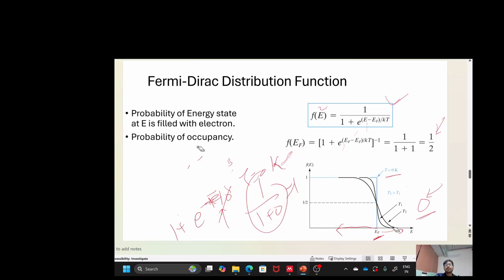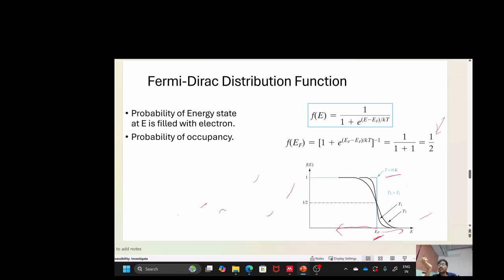Now if you increase the temperature T, the probability function with E will move this side. But what we have seen is that irrespective of temperature, the probability of finding an electron at the Fermi level will always be 1 by 2. And if you increase the temperature, there will be a shift in this graph like this.